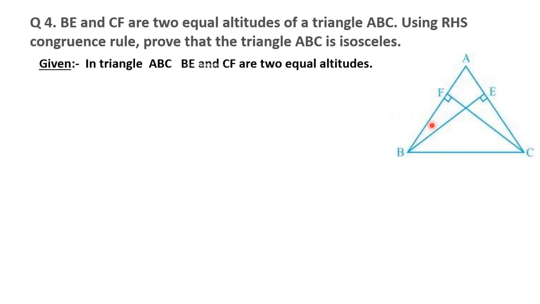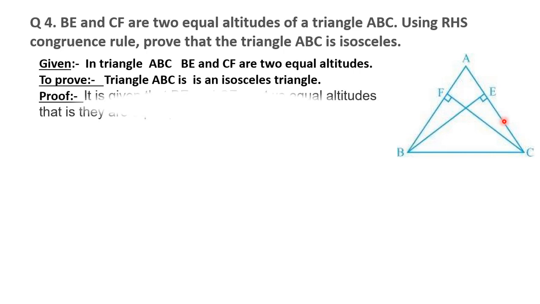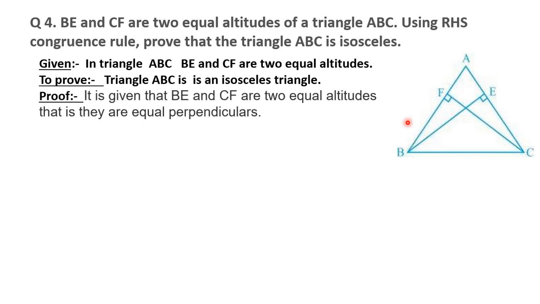So it is given that BE and CF are equal altitudes and we have to prove triangle ABC is isosceles, that is AB is equal to AC we have to prove. Now start the proof. As it is given BE and CF are two equal altitudes, that means BE and CF are equal and they are perpendiculars. So let's take the two triangles, triangle BEC and triangle CFB.